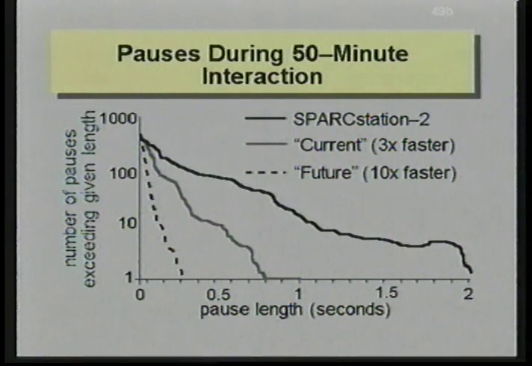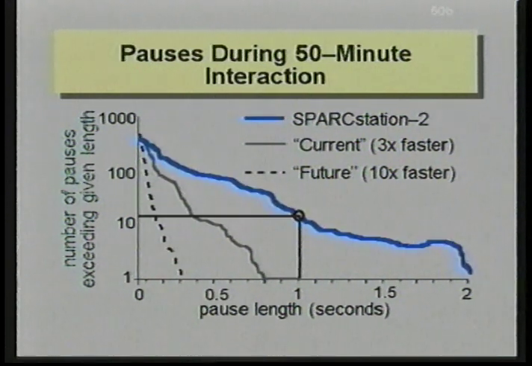This time on the y-axis, you have the absolute number of pauses that exceed a certain length. And the y-axis is a logarithmic axis here, because we have such a big range. What we can see is that the uppermost curve for the SPARCstation 2 shows us that, for example, about 20 pauses are exceeding 1 second. So only about 20 pauses during these 50 minutes exceeded a 1 second length.